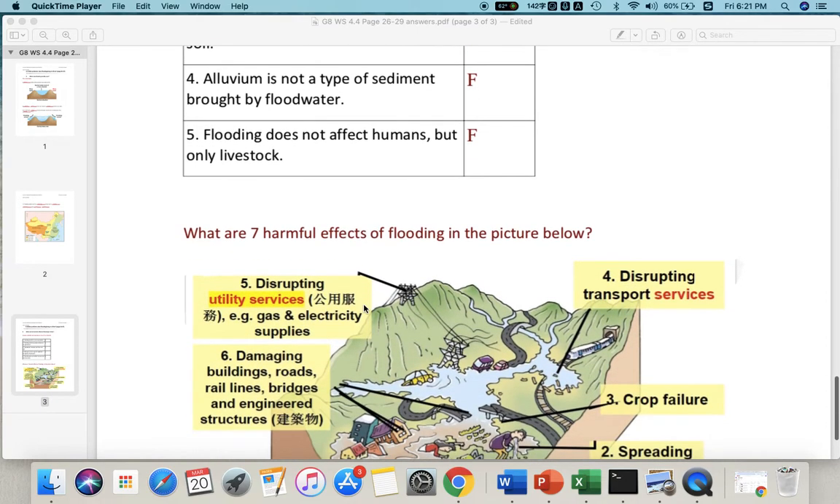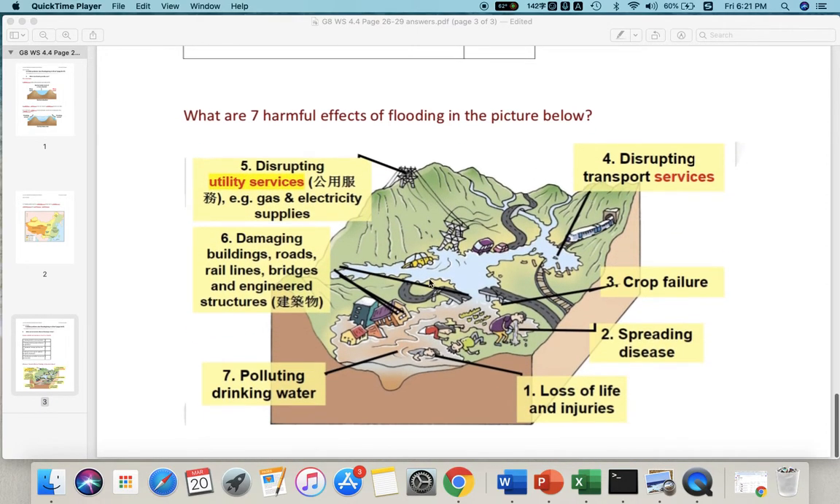For the 7 harmful effects of flooding that you have to identify from the picture here, you don't need to write them in order, but here I will explain the harmful effects to you one by one. First of all, this is very obvious: the loss of life and injuries. This person is drowned by the water. Second, you can see this guy is vomiting. So very obviously there is some disease. So spreading disease is a harmful effect as well.